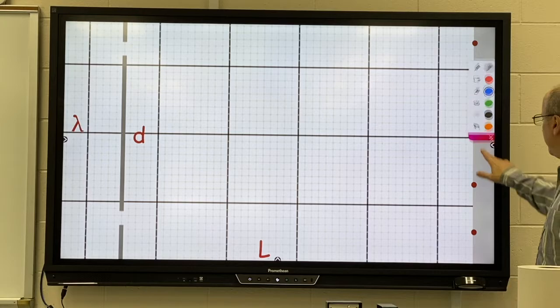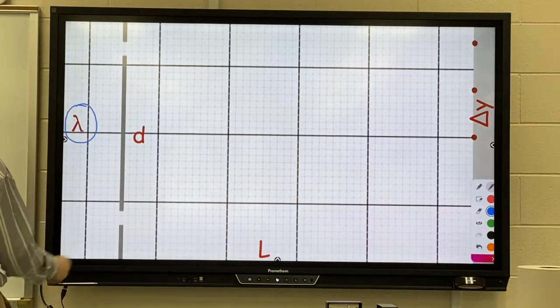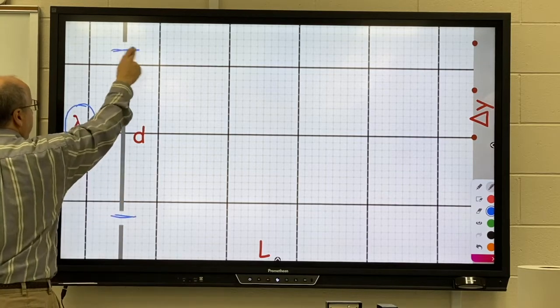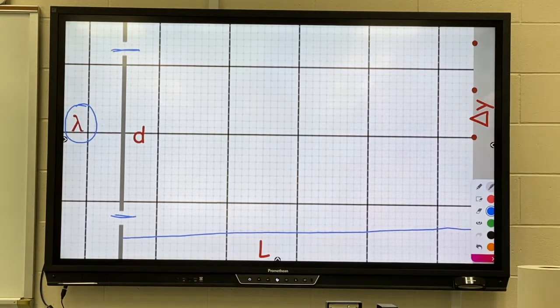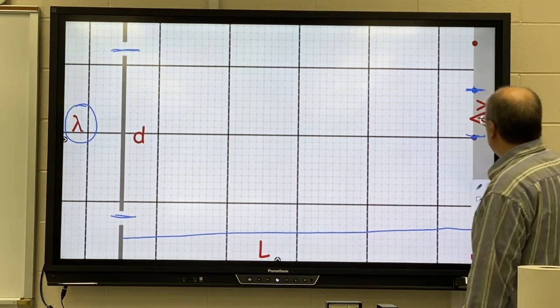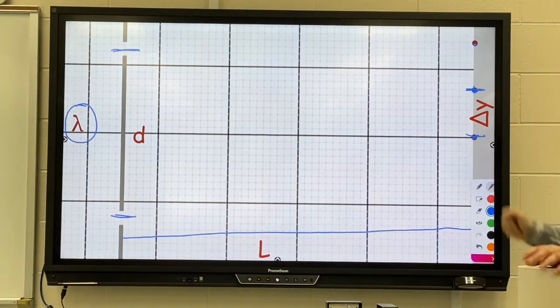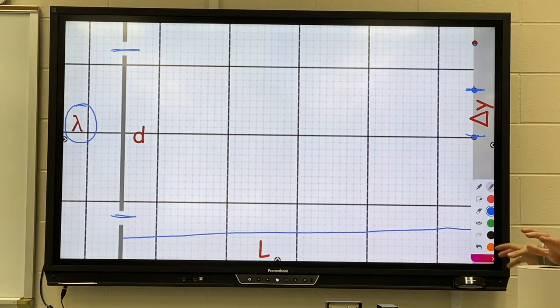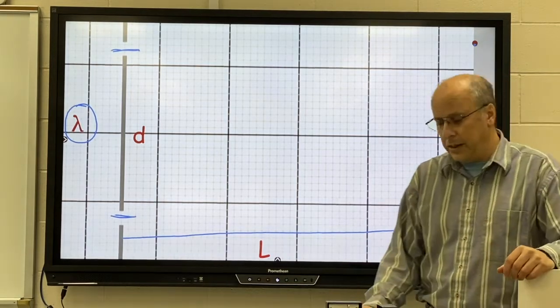There are 4 variables you should know when studying this: the wavelength of the light, the distance between the openings in my diffraction grating, the distance between the grating and the wall, that goes by L, and then how far it is from the central dot to the first dot, or to the second dot, or third or fourth. All right? That's called your delta Y. We would like to do a little study to find out how these 4 things are related. So in lab, that's what we're going to be looking at.